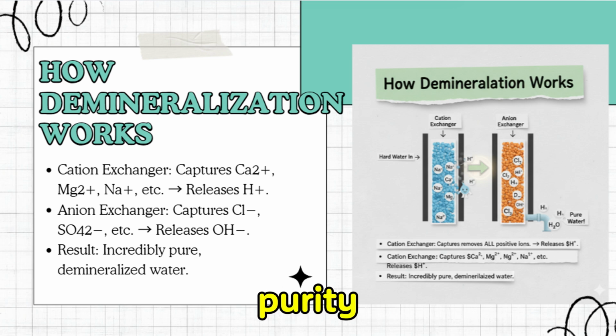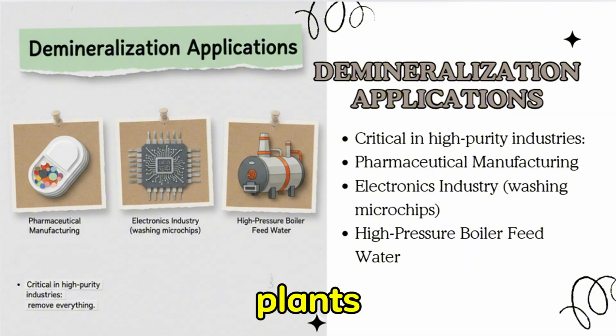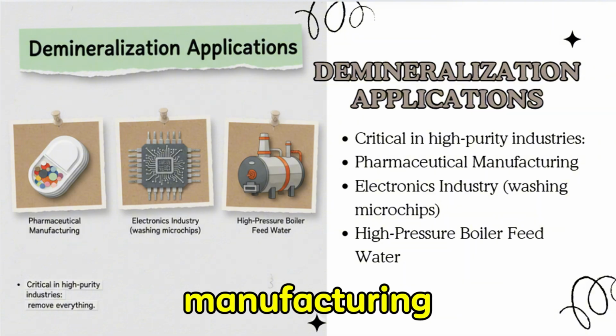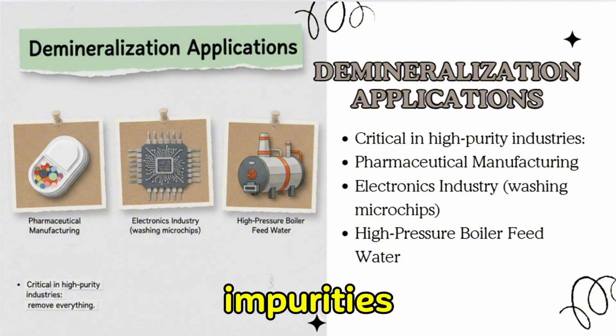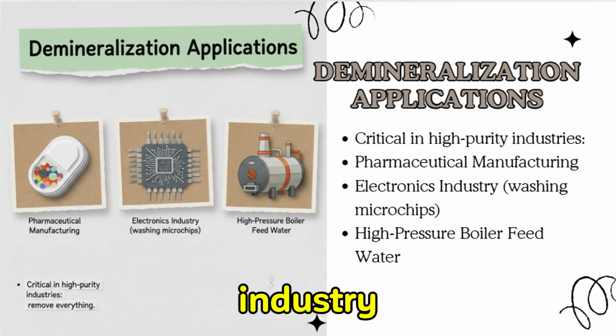This high-purity water is absolutely critical in many industries. You'll find demineralization plants in pharmaceutical manufacturing, where even tiny impurities are unacceptable. It's essential for the electronics industry to wash microchips, and it's used to produce feed water for high-pressure boilers to prevent any corrosion or scaling.